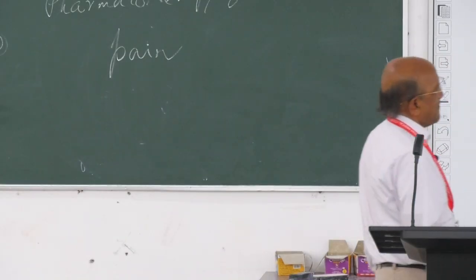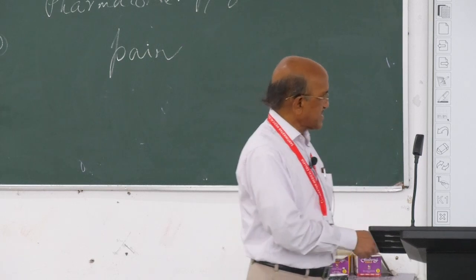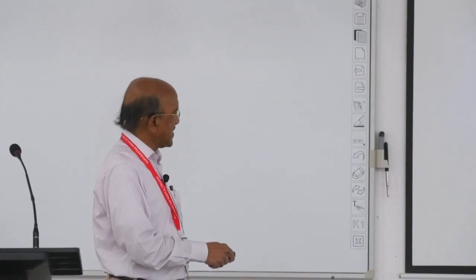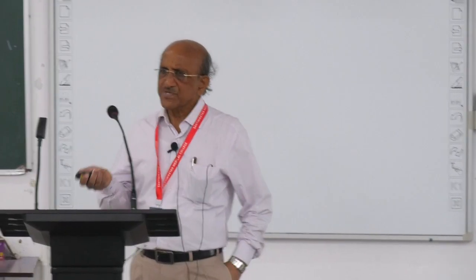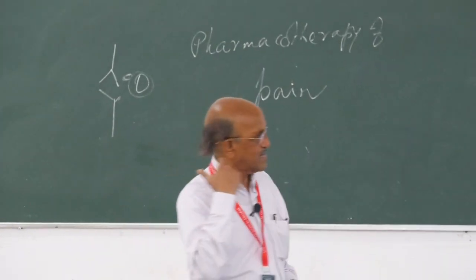So half-life 2 to 3 hours, route of administration: oral, rectal, parenteral, spinal, epidural, and also transdermal, but not through morphine; other opioid analgesics can be given through a transdermal patch.